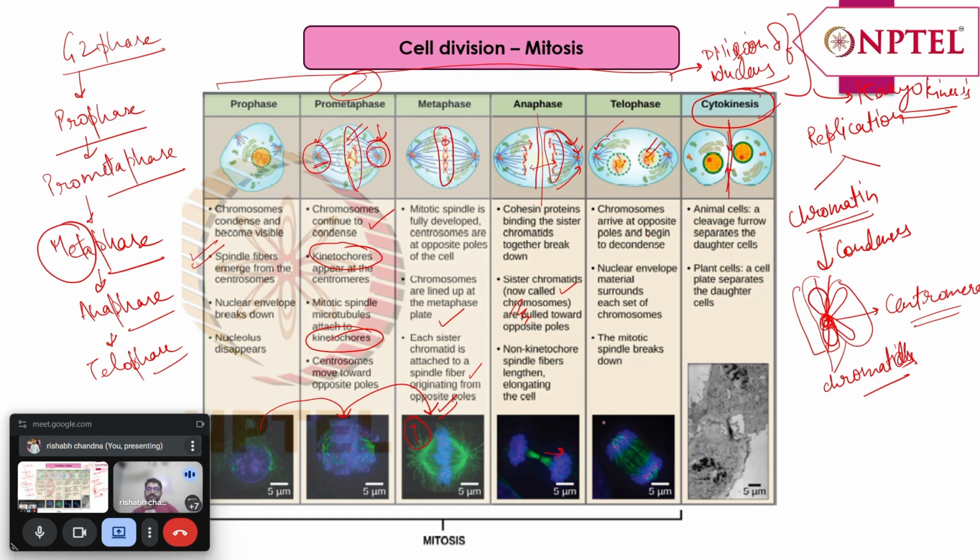Now, after this, in the telophase, the nuclear decondensation occurs, the spindle fiber is removed, and there is initiation of the formation of the nuclear membrane and the nucleolus. And in the last phase, that is cytokinesis, the cytoplasm division happens. So these are the basic phases of mitosis. So any doubts in this particular slide?